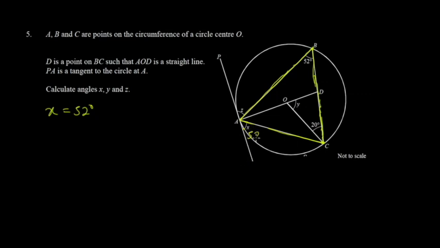So X would be 52 degrees like this. Once you get X, you now need Y as well. So here you have 20, and here you have 20, and here you have 52.